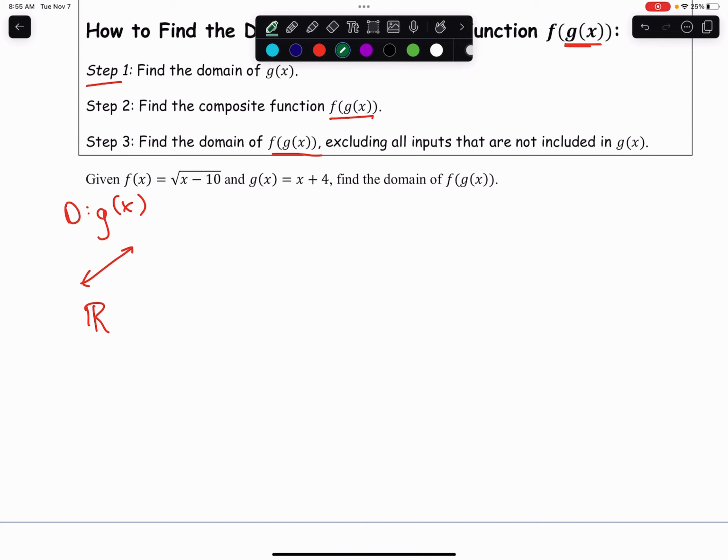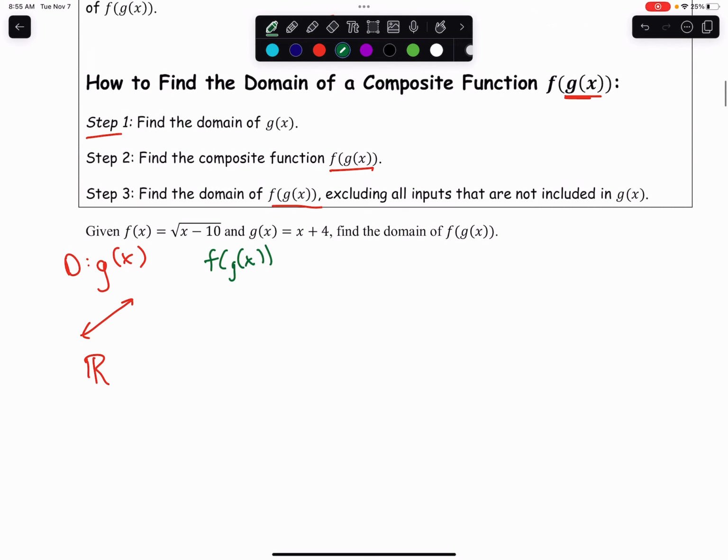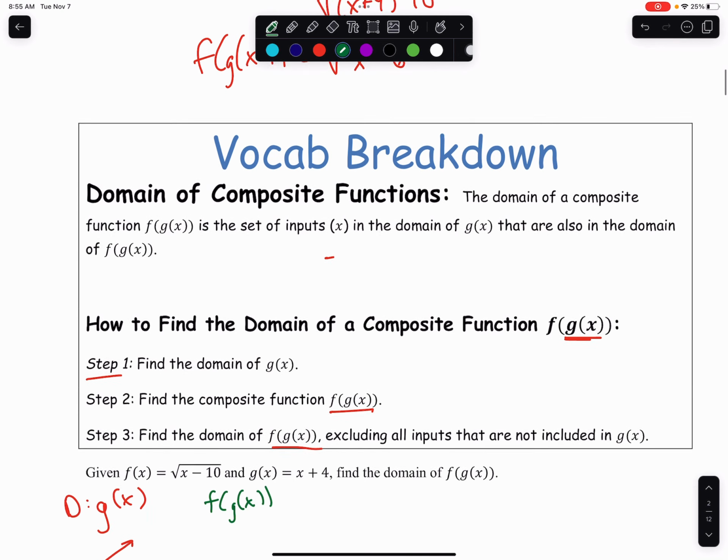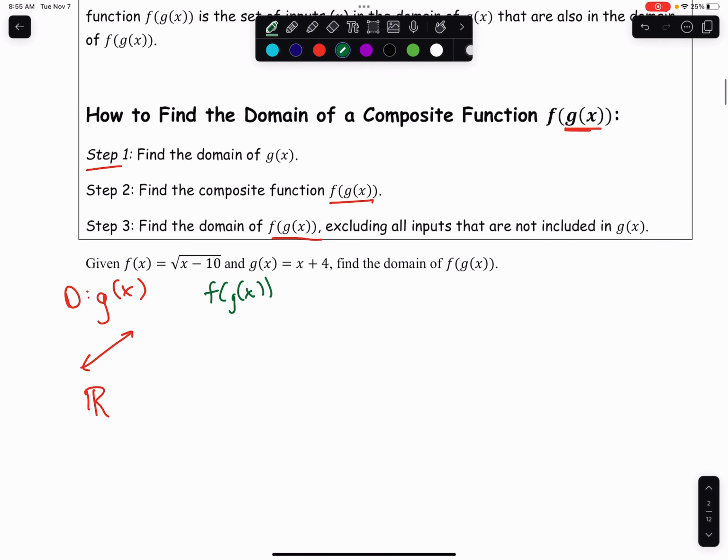So now I need to find f of g of x. What we did above, we found it up here. That was already the square root of x minus 6 equals f of g of x.